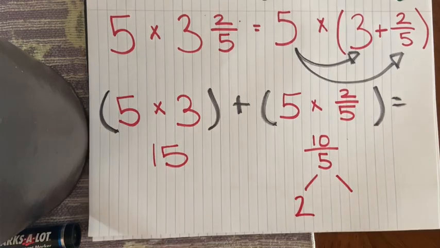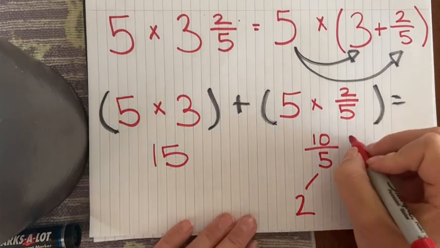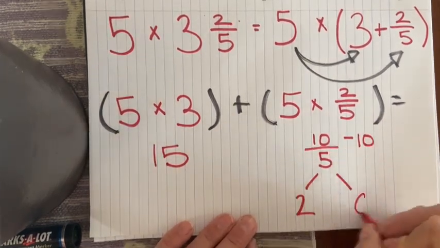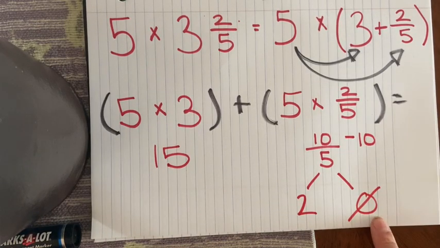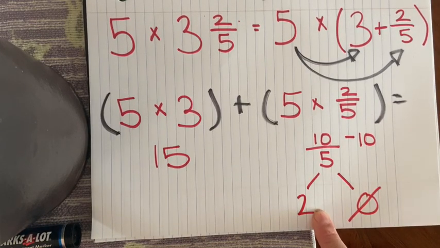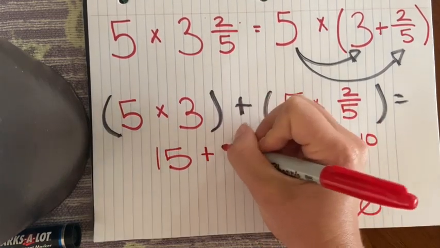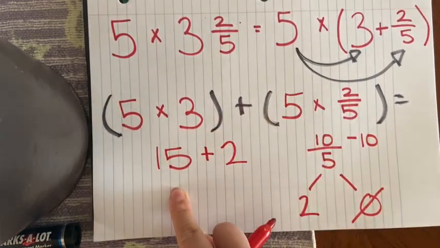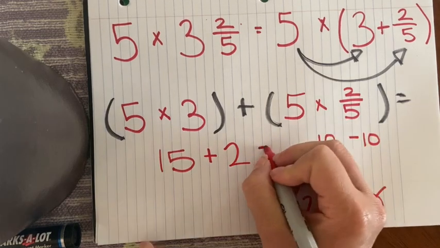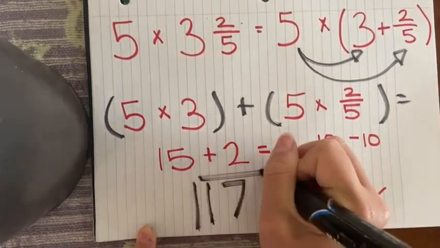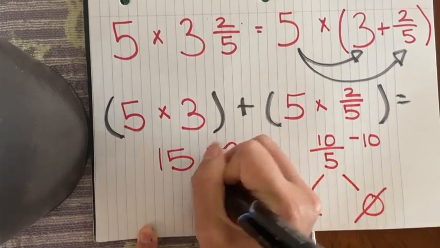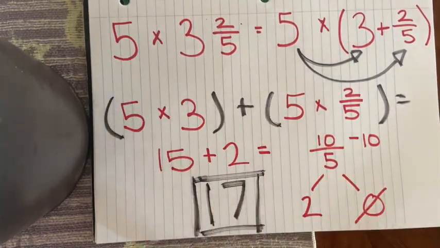5 times 2 gives you the product of 10, so you subtract 10, leaving you with 0. So we don't have a fraction in this sentence. So all we have to do is add the whole number of 2 to our product of 15 here, giving you the sum of 17. This shows us that 5 times 3 2/5 is equal to 17.